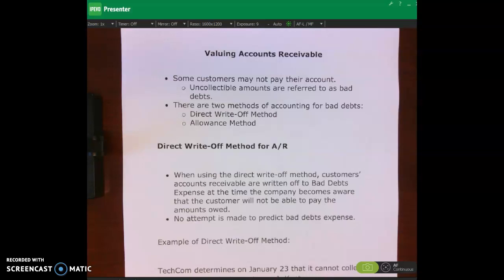Hello and welcome. In this lecture video, we'll be talking about valuing accounts receivable. Basically, we're going to be talking about what happens when one of our customers doesn't pay us, right? How do we deal with that?